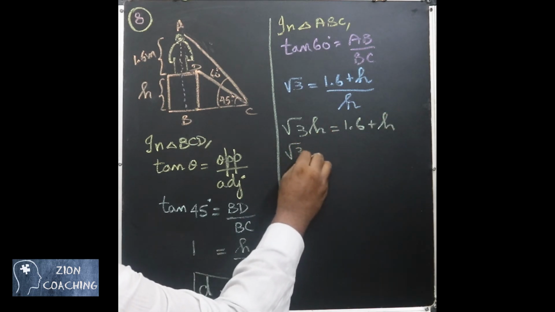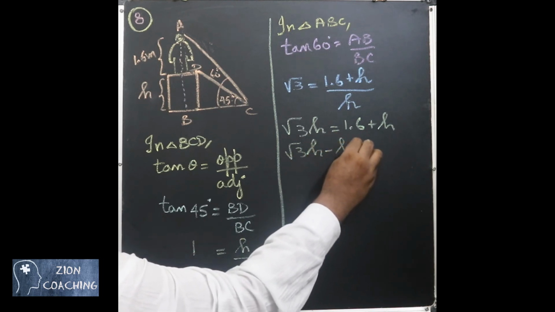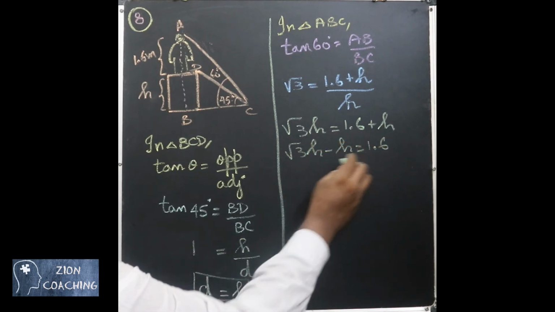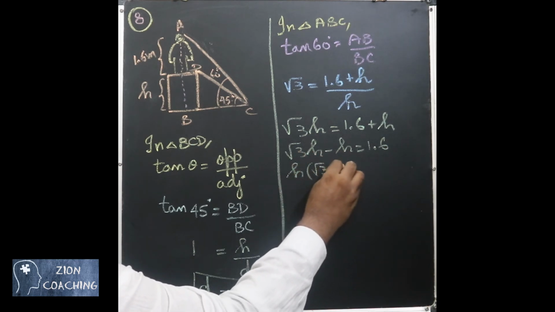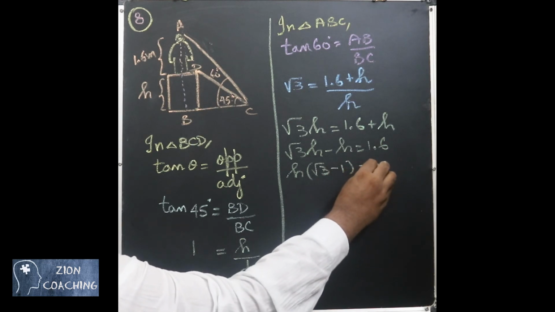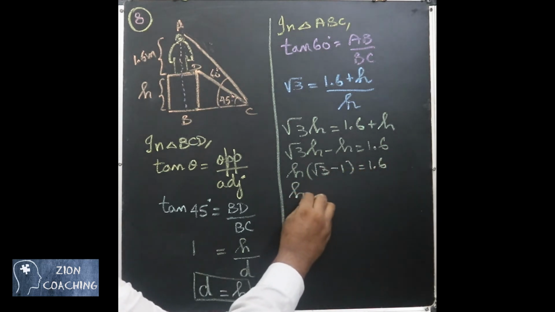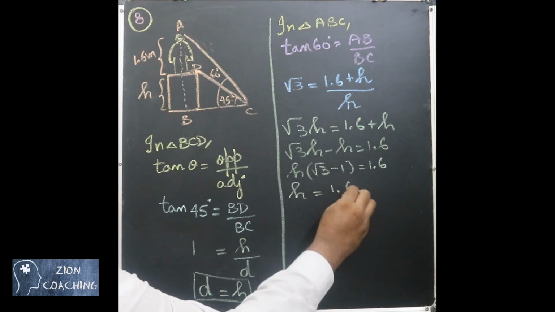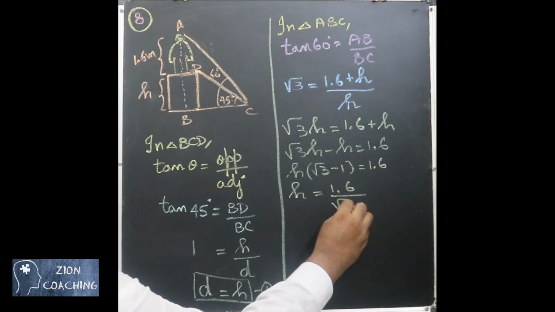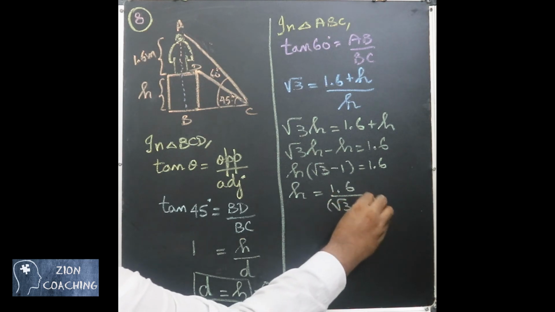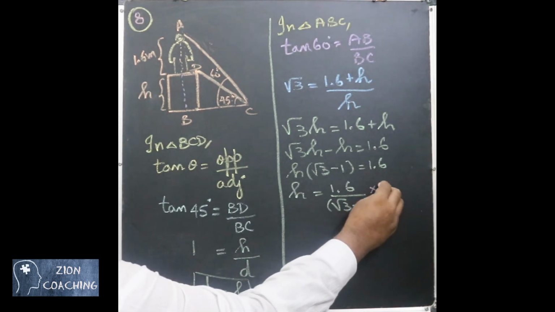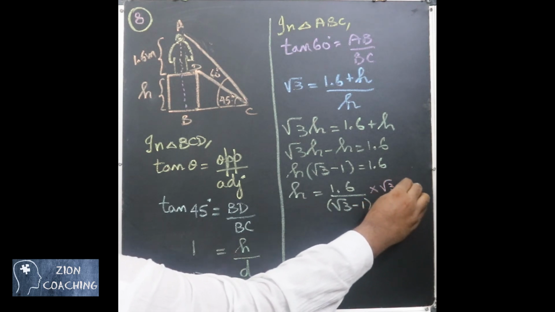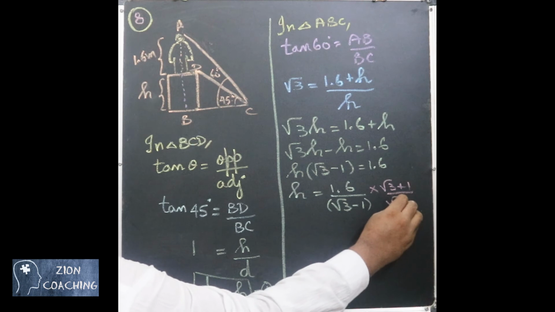Root 3H minus H equal to 1.6. Pulling out that H commonly outside, you will have H into root 3 minus 1 inside the bracket equal to 1.6. Now H is going to be 1.6 divided by root 3 minus 1. You should not leave an irrational number in the denominator. So multiply and divide by the conjugate, which is root 3 plus 1 by root 3 plus 1.